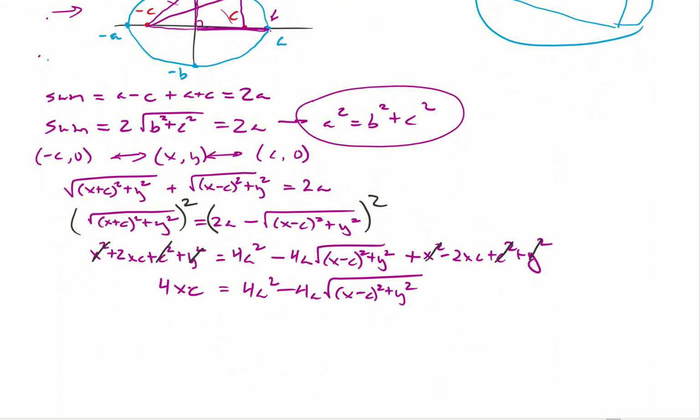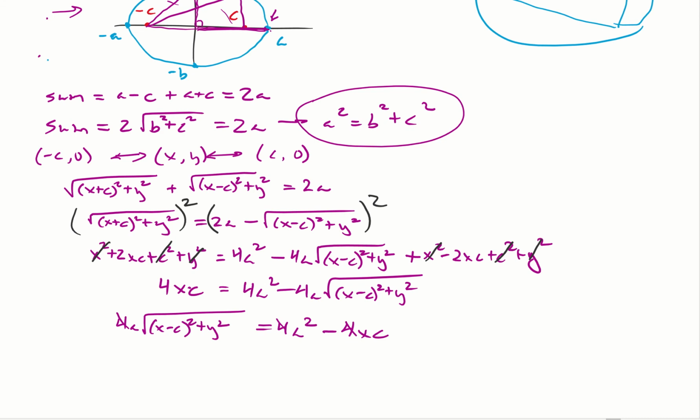I'm going to keep moving stuff over, okay? So if I do that, I'll bring this over as a, well, I'll tell you what. I'll swing this guy over to this side, 4a radical. And over here I'll say 4a squared and then minus 4xc maybe. In fact, let's lose the 4's. And you know what else? Let's square both sides.